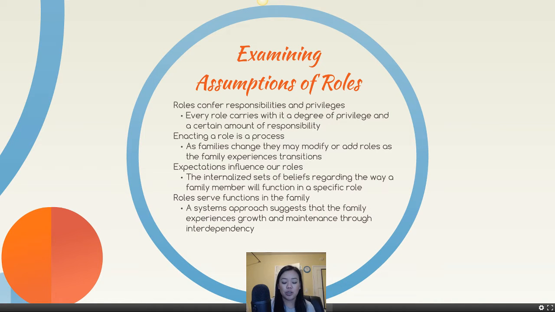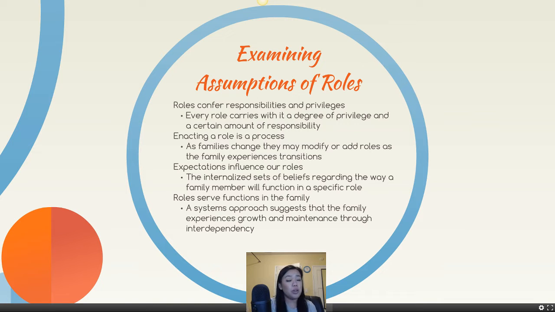All right. So now that we talked a little bit more about roles, let's talk about the various assumptions that we're going to have under our belt as we move forward in this chapter. So the first thing is that roles confer both responsibilities and privileges. What that means is that when you take on a particular role, you take on the role of being mom or uncle or grandma or auntie or big brother or little sister. When you take on those roles, you of course take on responsibilities, and at the same time, it also comes with a degree of privilege, right? You get power because of the responsibility that is given to you.